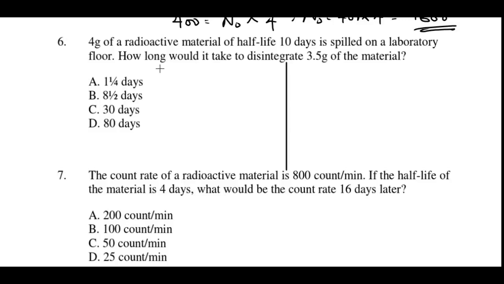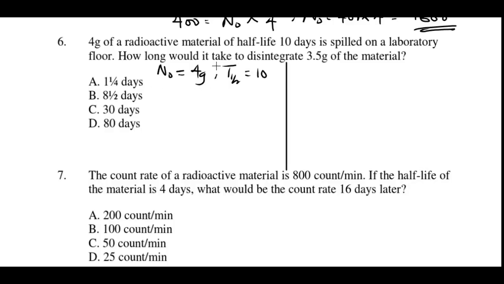Now, we have 4 grams. That's the initial mass, 4 grams of a radioactive material. The initial mass is 4 grams, and the half-life is 10 days. T half, write your 10 days.